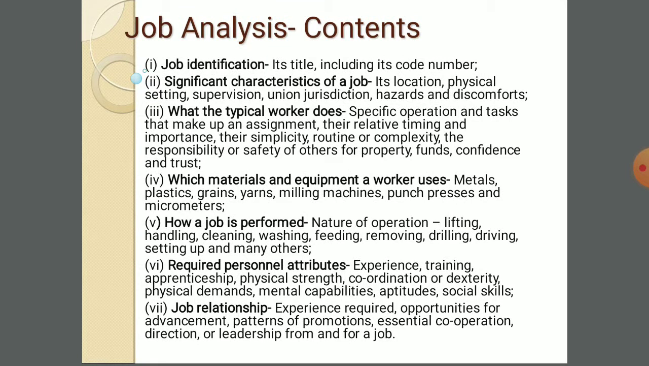Next content is required personal attributes. As I already explained, job specification specifies the requirements of the job that are to be fulfilled by the candidate who is going to carry out that particular job. So the attributes or the characteristics that are to be possessed by the candidate to do a particular job are: he should have physical strength as per the requirement of the activity that is to be done. He should have enough experience. He should be well trained. There should be proper coordination there. He must possess mental abilities. He should have the right attitude, aptitude, and social skills to perform that particular job.